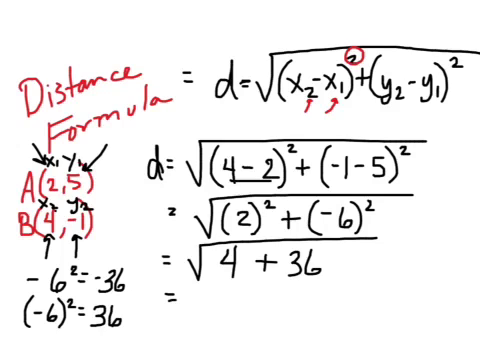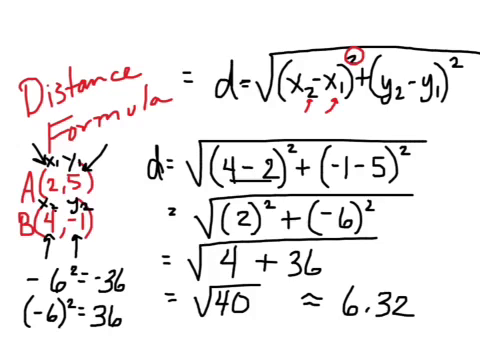And then you end up taking 36 plus 4, which is the square root of 40, which when you use your calculator is approximately 6.32. As far as rounding goes, if it doesn't say to round, just go to 2 decimal places, which is probably as good as it needs to be. But that's how I use the distance formula.